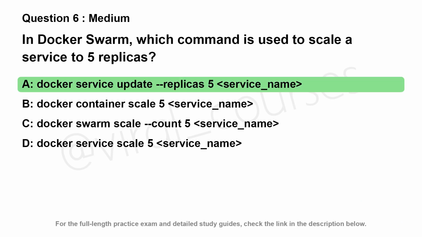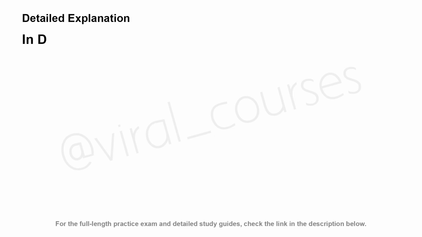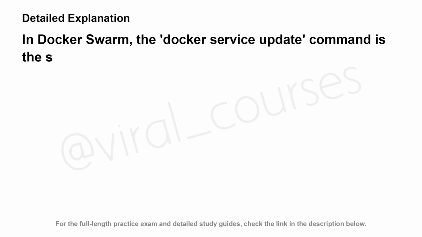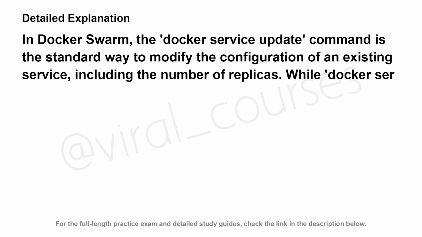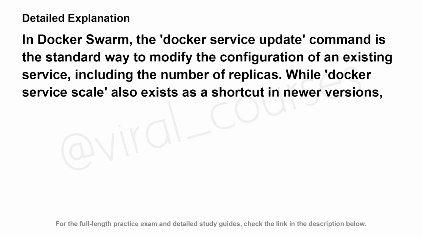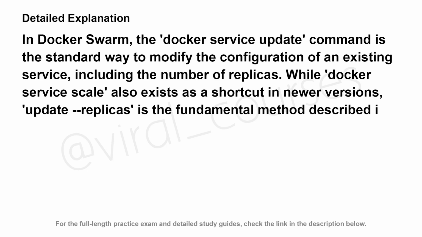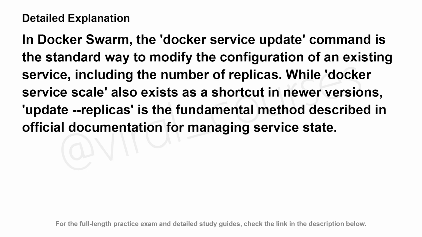The correct answer is A. In Docker Swarm, the docker service update command is the standard way to modify the configuration of an existing service, including the number of replicas, while docker service scale also exists as a shortcut in newer versions. Update replicas is the fundamental method described in official documentation for managing service state.